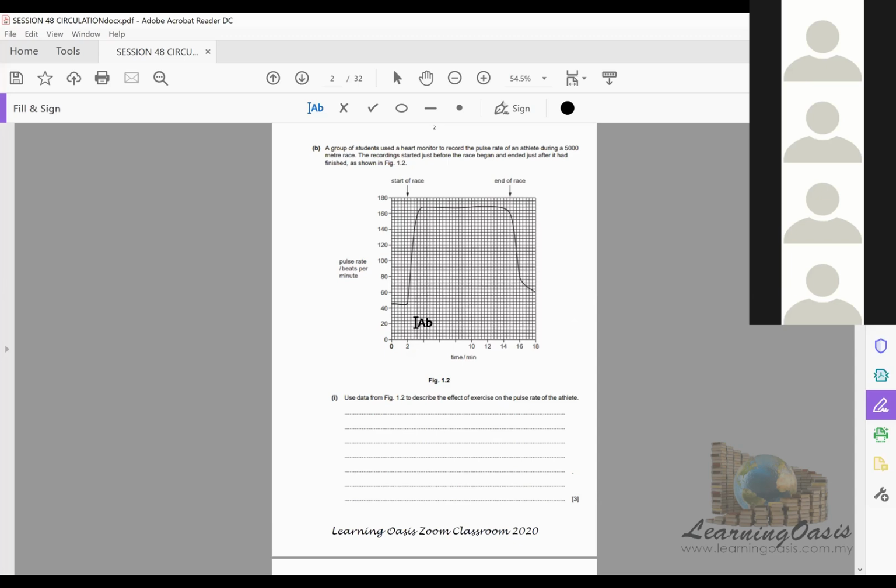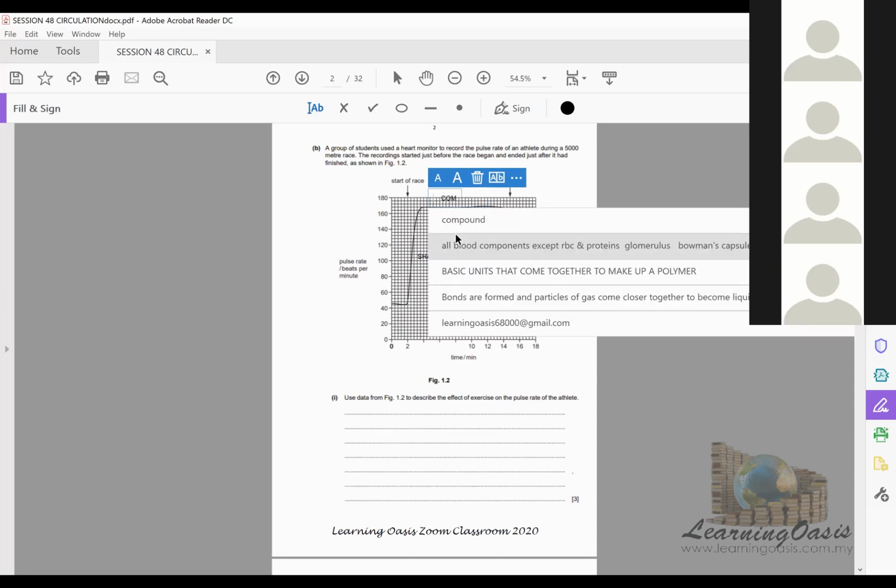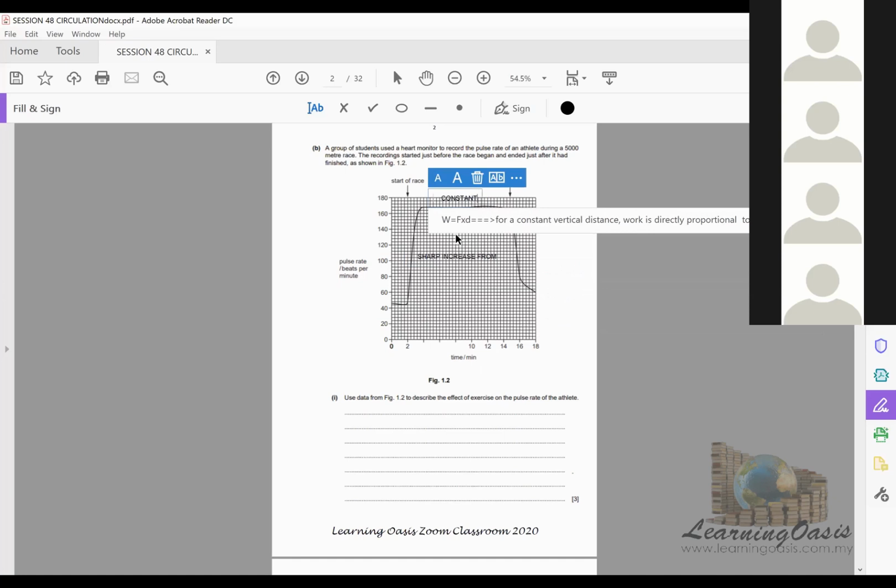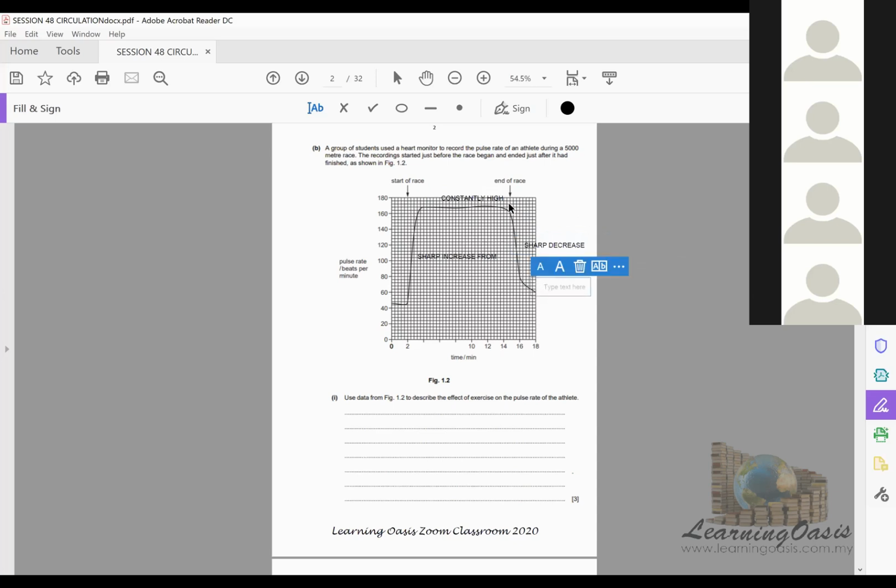First, you mention at the start of the race, there's a sharp increase, from what to what? From 44, then put the value. And then for the next how many minutes? 10 minutes, it remains constantly high. Okay, now after that, at the end of the race, there's a sharp drop or sharp decrease, right? And then after how many minutes after that? It's about 2 minutes, and even 2 minutes after, the pulse rate is still higher than before the race, right?